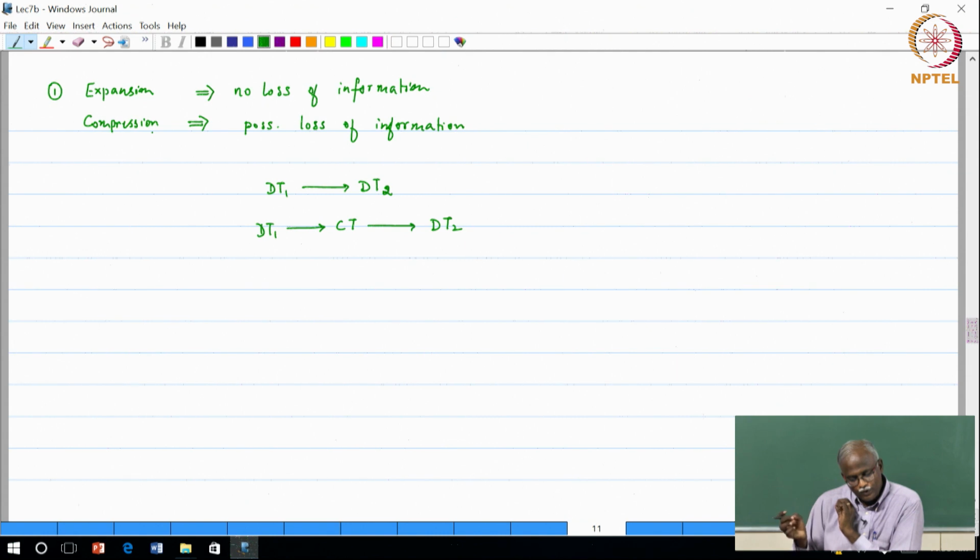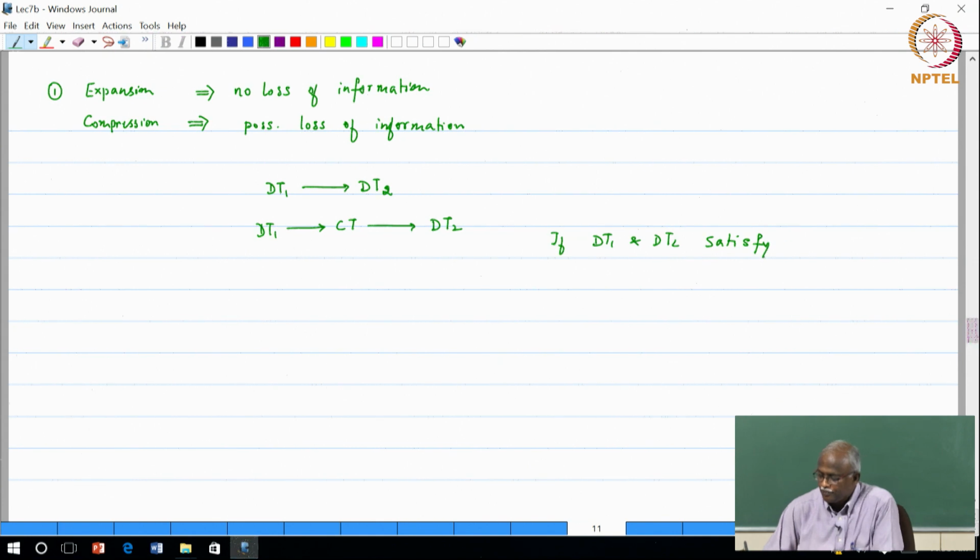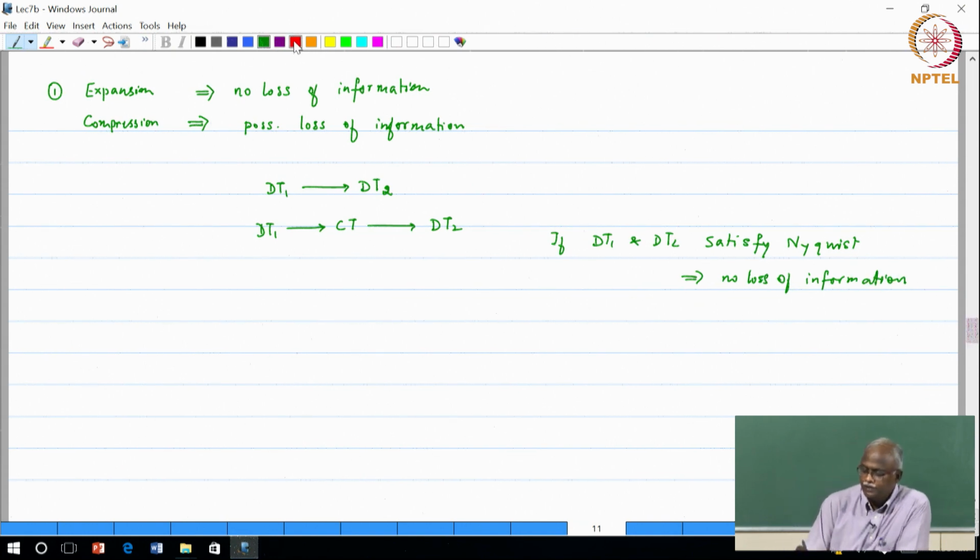The only time it will not lose information is if you have retained the Nyquist rate, and the second one also still satisfies Nyquist. So, if both dt1 and dt2 satisfy the Nyquist criterion, then there is no loss of information, otherwise there will be. On the other hand, the expansion part, of course, there is no risk because I have not lost any samples.